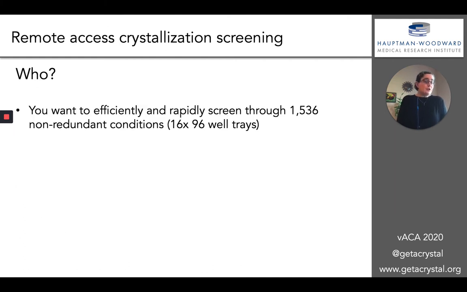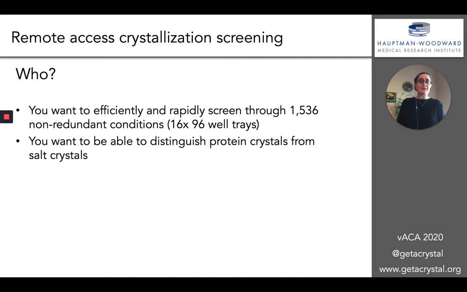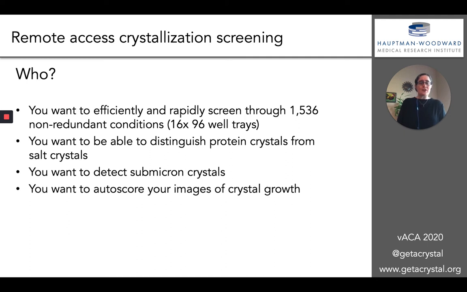Other reasons: you might want to efficiently and rapidly screen through 1,536 different conditions. You might want to be able to quickly distinguish protein crystals from salt crystals. You might want to detect submicron crystals. Maybe you're interested in doing XFELs or microcrystal electron diffraction. And you might be tired of having to manually score all of the images of your crystal growth, and you want to take advantage of being able to auto-score those images. So at the Crystallization Center at HWI, we do offer, or are soon to offer, all of these different options. And I'm going to tell you a little bit about that.